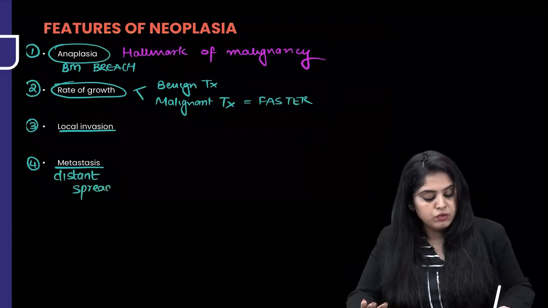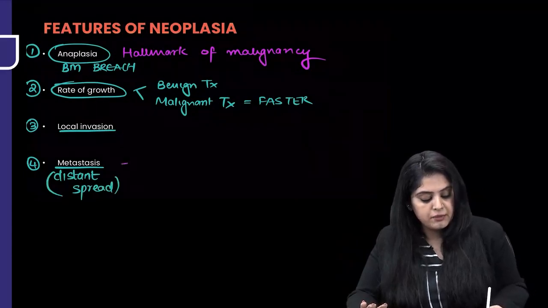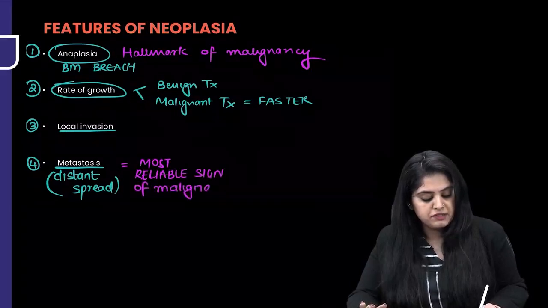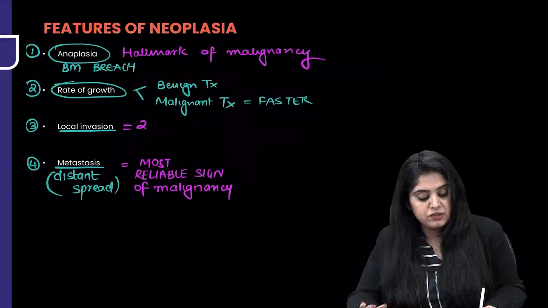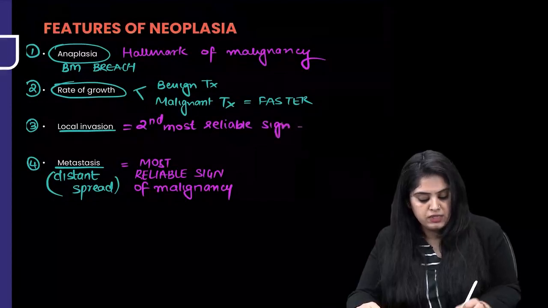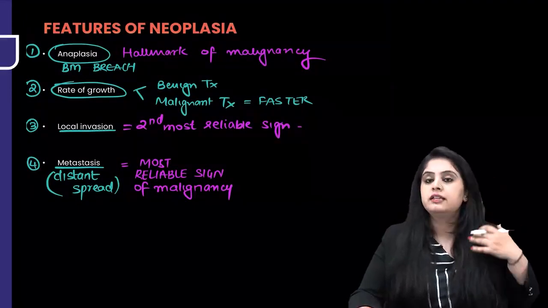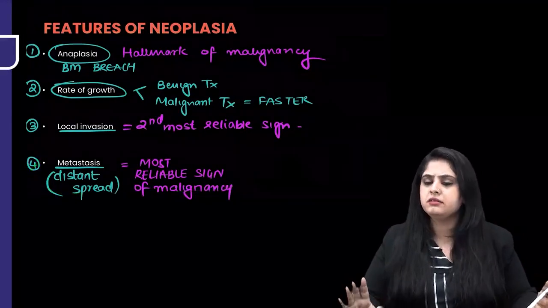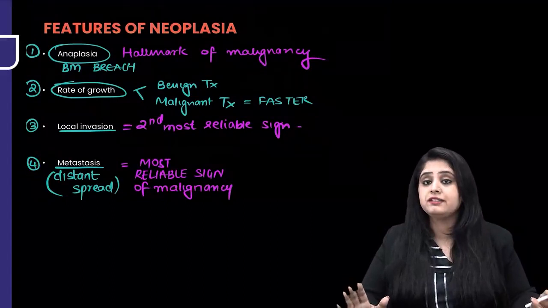Okay? So now you will ask which of them is more reliable. Remember, the most reliable sign of malignancy is going to be metastasis. And then they ask you what is the second most reliable sign. The second most reliable sign of malignancy is going to be local invasion. Reliable sign means every cancer is going to metastasize, right? Of course, you will say all cancers metastasize.